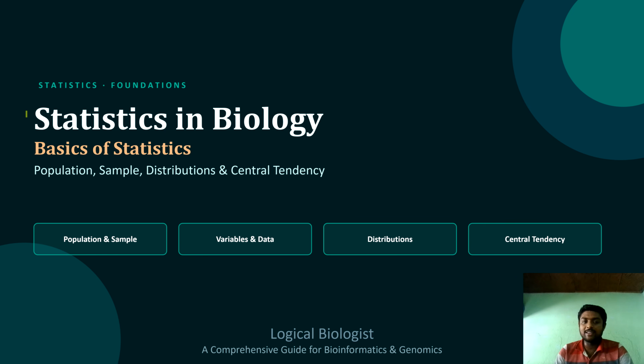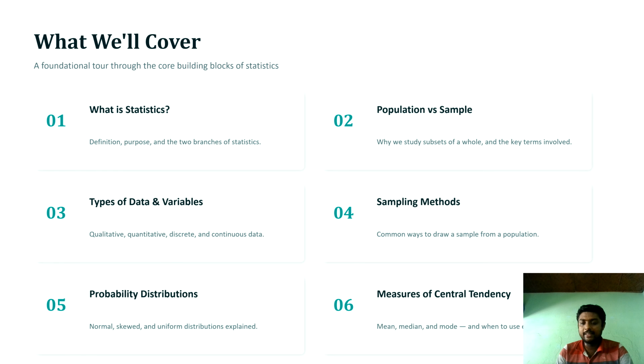Today, this is the first session of Statistics in Biology, where we'll discuss the basics of statistics. In this session, we'll discuss: number one, what is statistics; number two, population versus sample, what is population and what is sample; number three, types of data and variables; number four, different types of sampling methods, which we'll discuss one by one; number five, the probability distributions; and number six, the measures of central tendency, the mean, median, mode discussions.